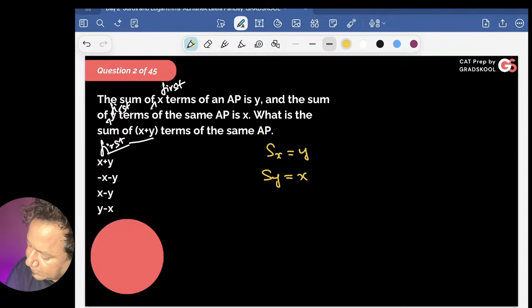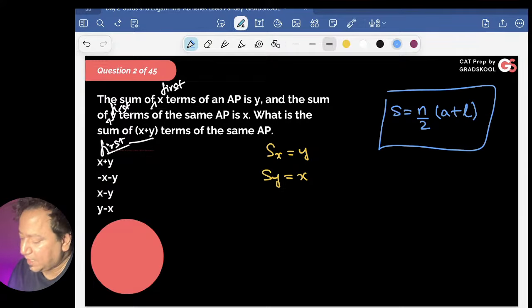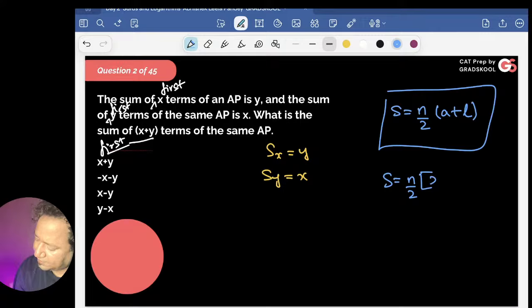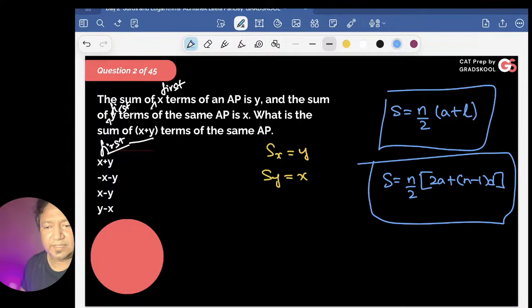By the way, just to revise, no problem Ankit, sum of AP is given by n by 2 times a plus l. This is one formula for finding the sum, where n is the number of terms, a is the first term, and l is the last term. We can also use another formula which is like this: n by 2 times 2a plus n minus 1 times d, where again a is the first term, n is the number of terms, d is the common difference. So I'll use the first formula in case I know the first and last term. I'll use the second formula in case I know the first term and the common difference. Both are equally valid.